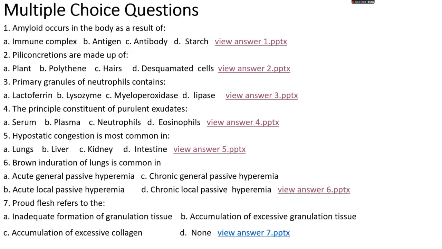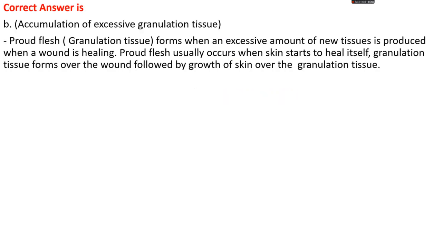Okay. Question number 7. Proud flesh refers to: option A, inadequate formation of granulation tissue; option B, accumulation of excessive granulation tissue; option C, accumulation of excessive collagen; or option D, none. The right answer is option B, that is accumulation of excessive granulation tissue.